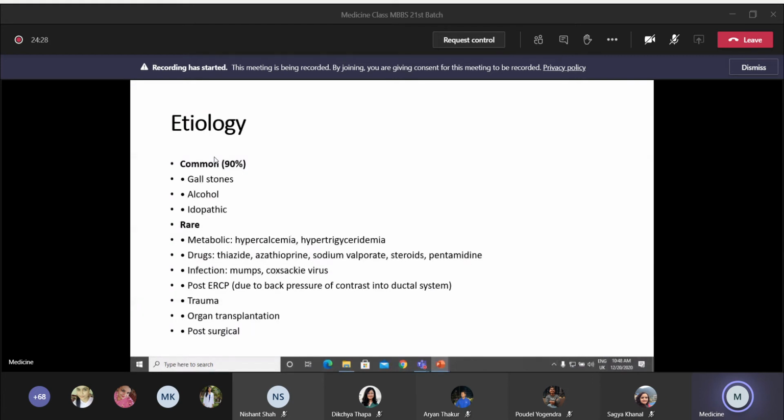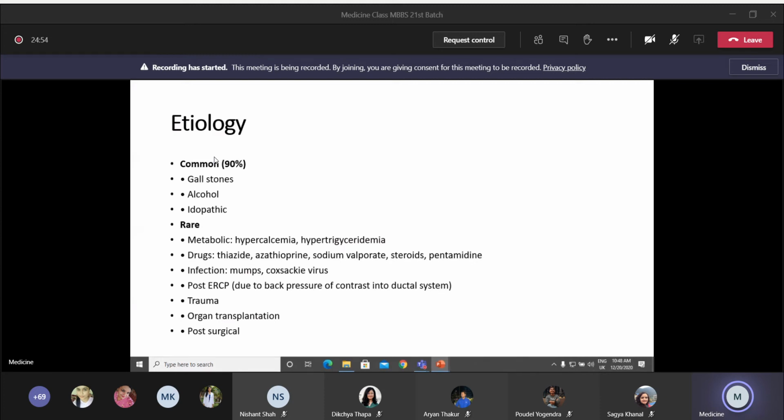In diabetics, hyperglycemia also you will find. Drugs: there are certain drugs that cause pancreatitis, and they are thiazides, azathioprine, valproate, and steroids are most common. Certain infections like mumps and Coxsackie virus. There is a procedure, post-ERCP, after which the chance of pancreatitis is about 1 to 10%, and that depends upon how experienced the person doing the procedure is.